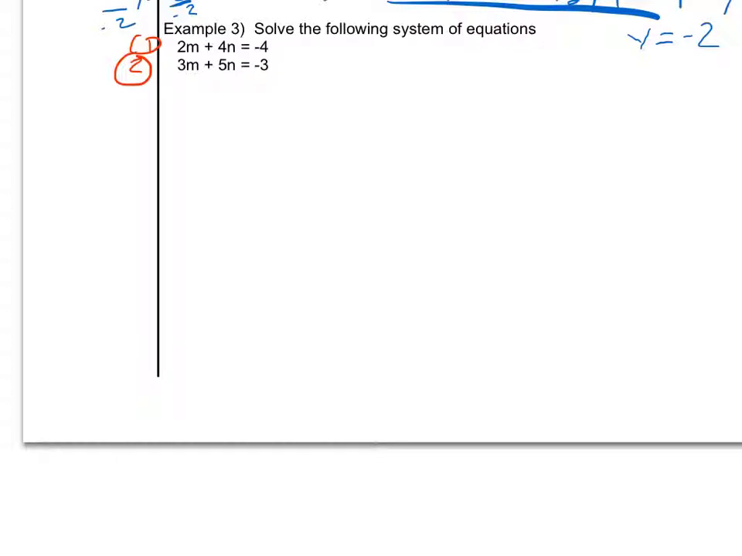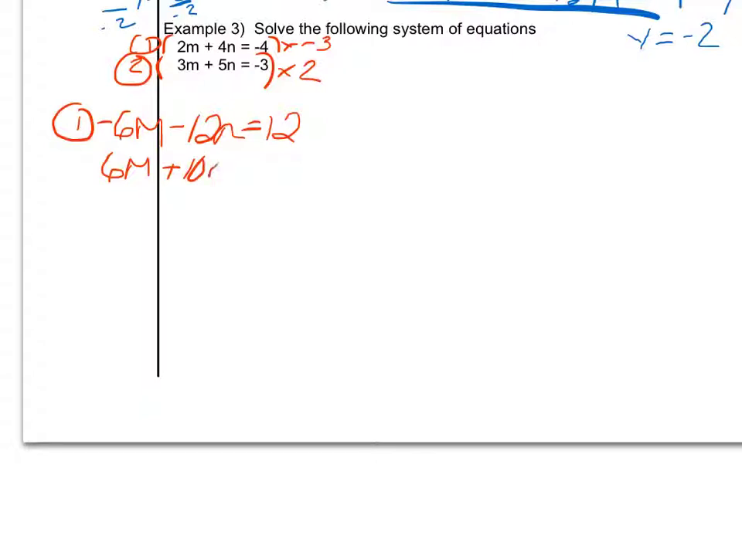So what I'm going to do is multiply my first equation by negative 3, because now that will give me a negative 6m. And my second equation by 2. Making my first equation, again, the negative 3 multiplies by everything: negative 6m minus 12n equals positive 12. And multiplying everything in this second equation by 2, I get 6m plus 10n equals negative 6. And now I have my opposites, a negative 6 and a positive 6.